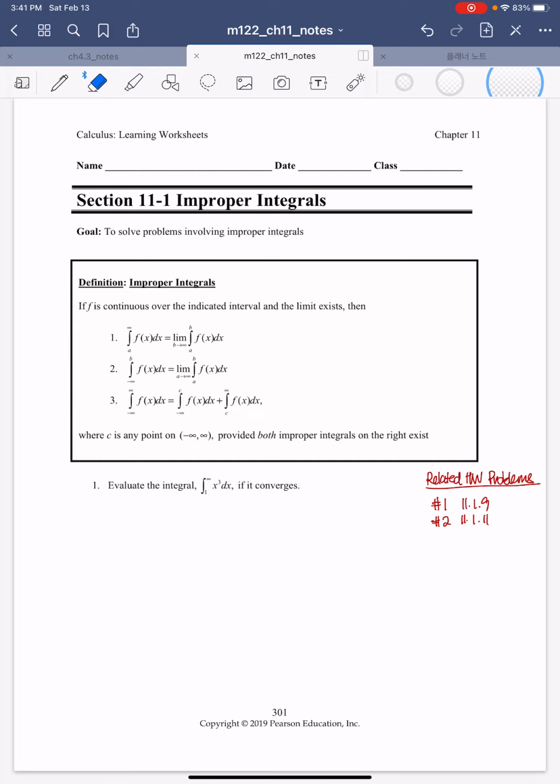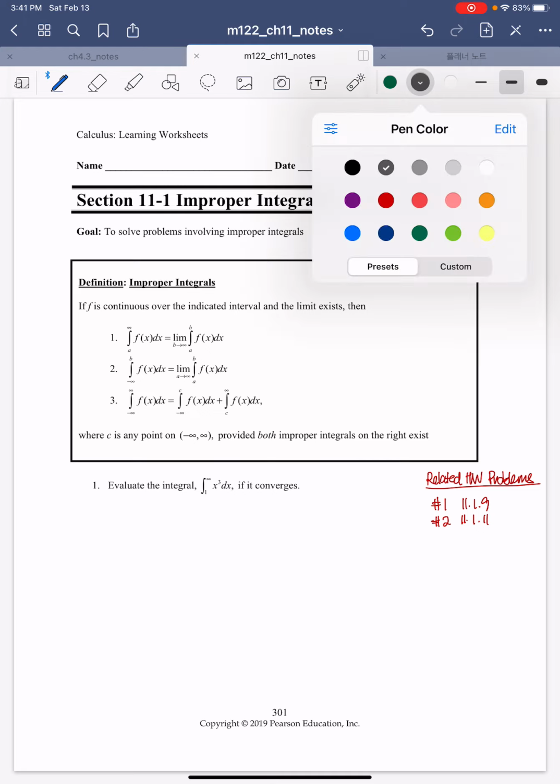In this video, we are going to go over section 11.1, which is improper integrals. The goal of this section is to solve problems involving improper integrals, meaning instead of a number like integrating from 3 to 5, we have something like 3 to infinity, or negative infinity to some number, or negative infinity to infinity.